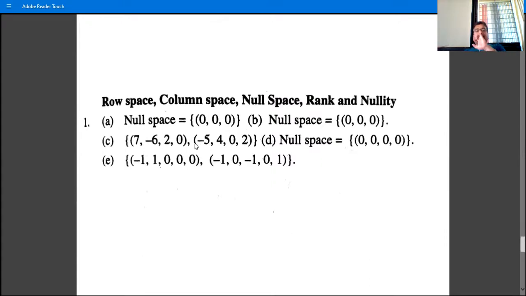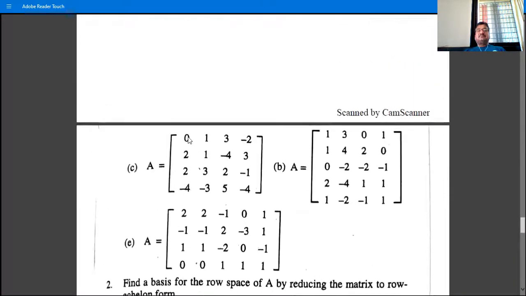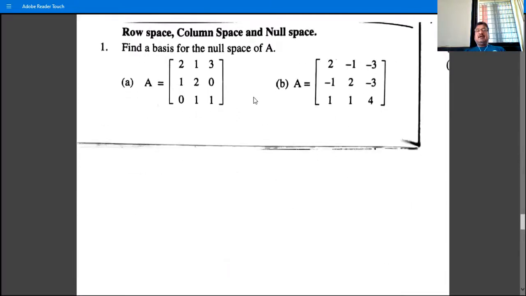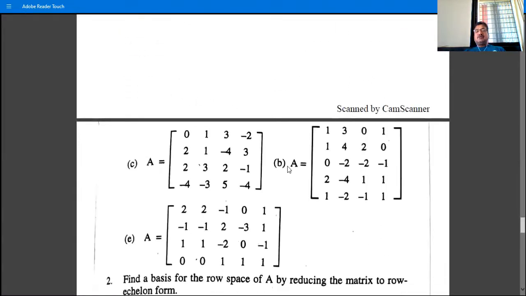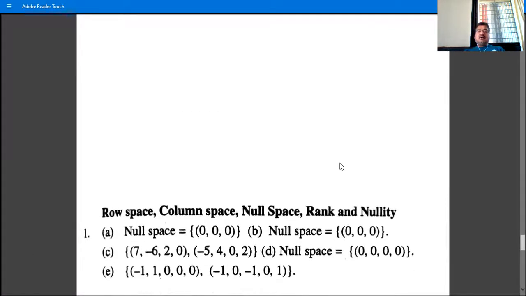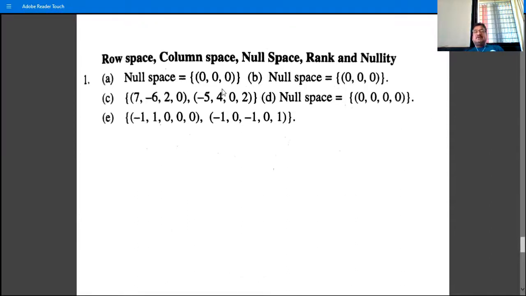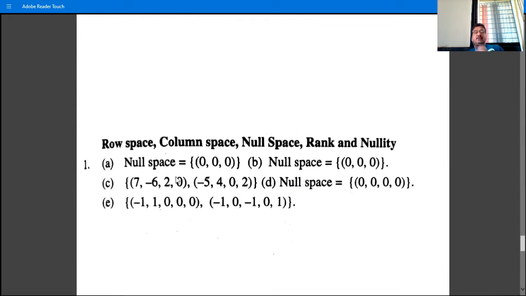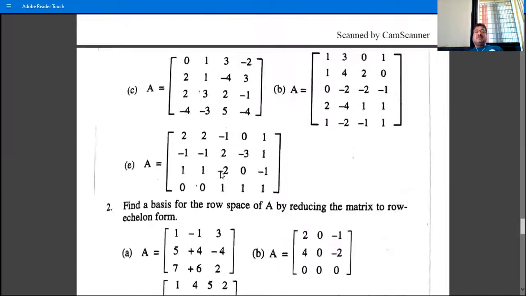For null space, the answers are given for these matrices A, B, and D. For these matrices, the null space is the singleton {0, 0, 0}. If the null space is {0, 0, 0}, as in example D, then what is the basis if all the values of x1, x2, x3 are 0? So if you observe the previous example, this example.